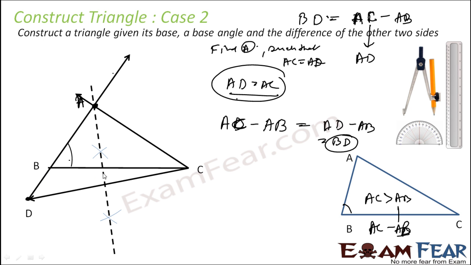Correct? So we first draw BC and draw this angle, and let's take this BD length given. Draw DC. Now we have to find a point A such that AD is equal to AC. To do that, with DC as a base, we'll draw a perpendicular bisector of DC. Once we do that, it will meet this point A. And thus AC is equal to AD. Since AC is equal to AD, we can say that AC minus AB is nothing but BD. Okay.